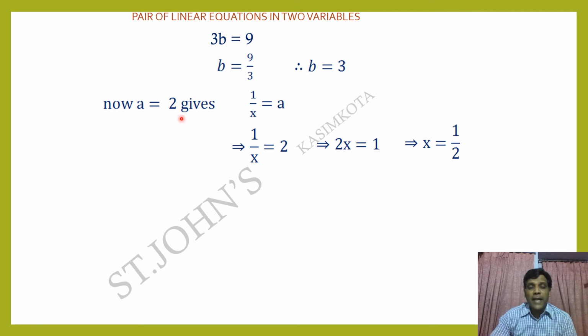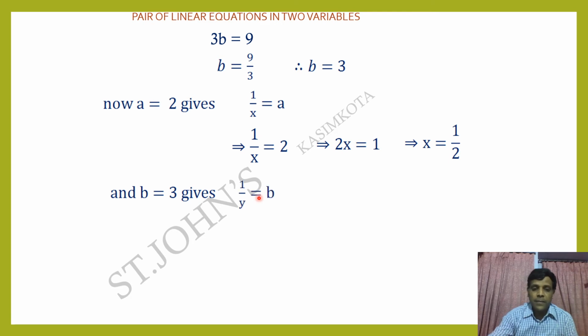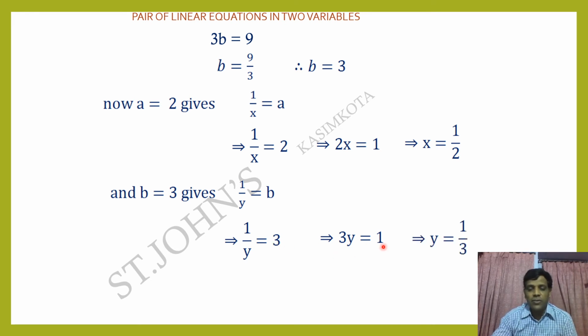Now, b. b equals 3. What is meant by b? b means 1 by y. 1 by y equals b. So substitute the b value: 1 by y equals 3. So 3 means 3 by 1. Cross multiplication: 1 into 1, 1. 3 into y, 3y. 3y equals 1. So what is the value of y? y equals 1 by 3.